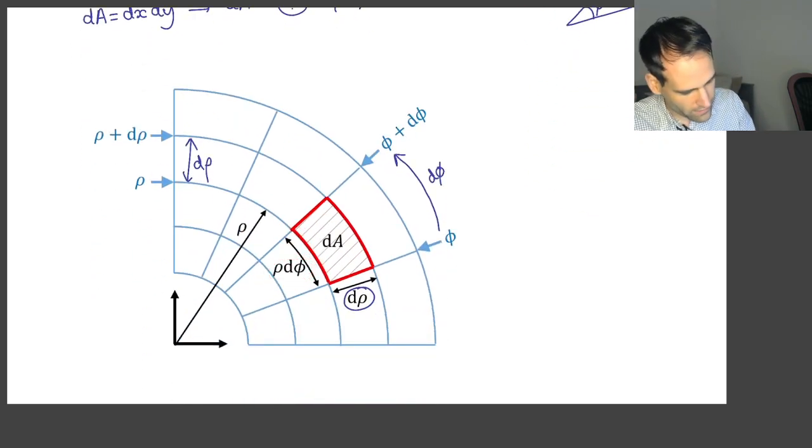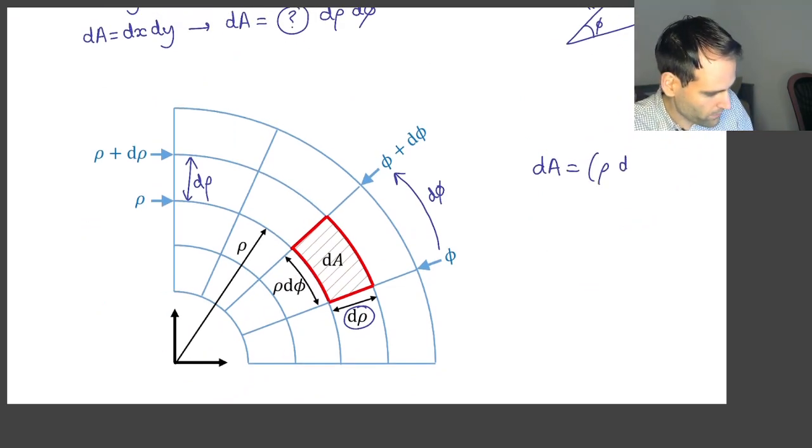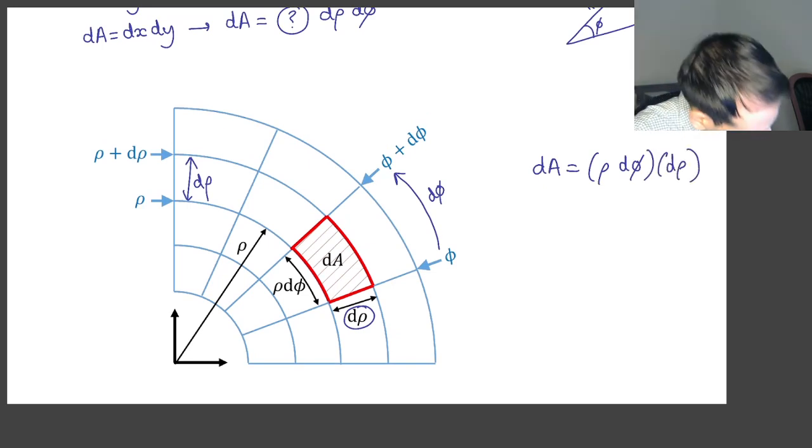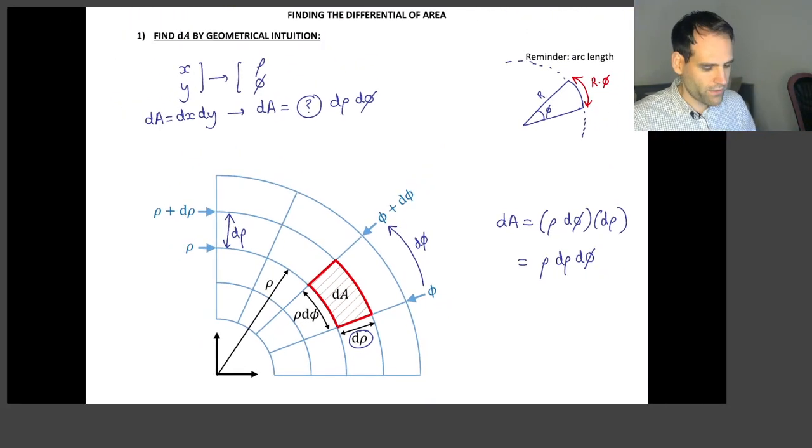So therefore dA is equal to the product of the two sides, rho times d phi multiplied by d rho, which we can write as rho d rho d phi. And that's how you can find dA by geometrical intuition. Okay? Thanks for watching.